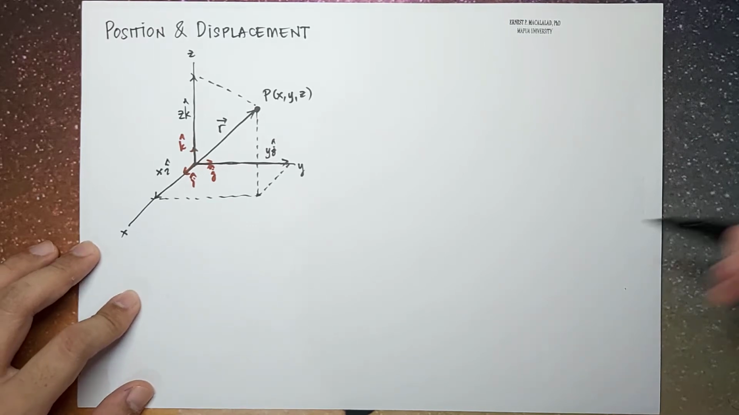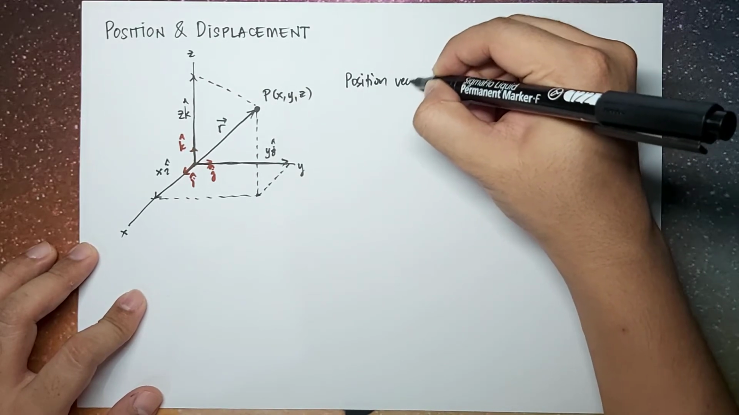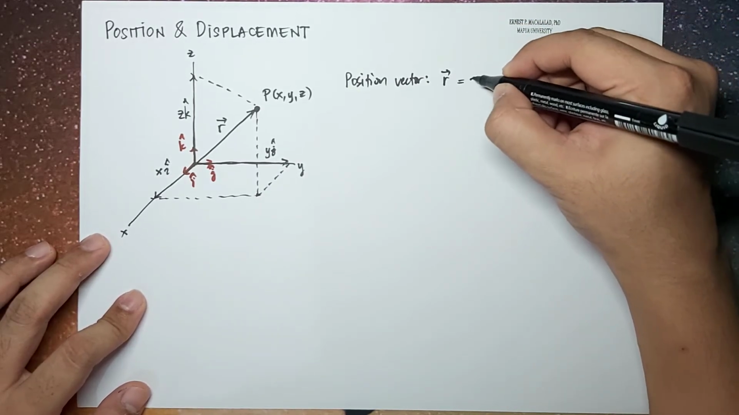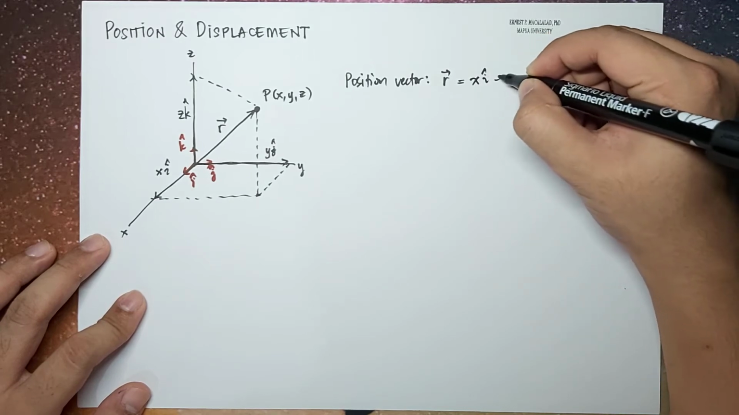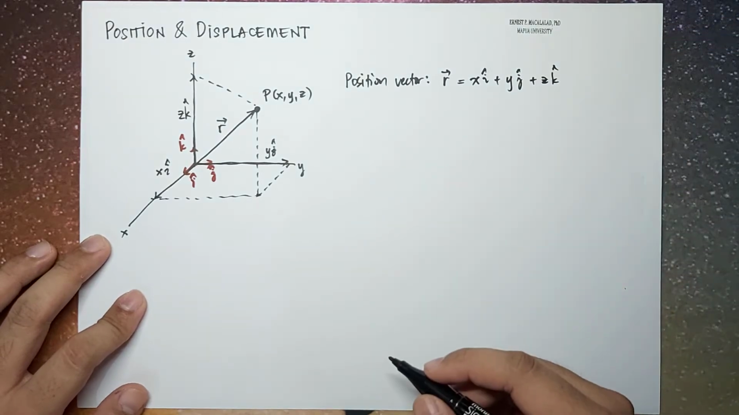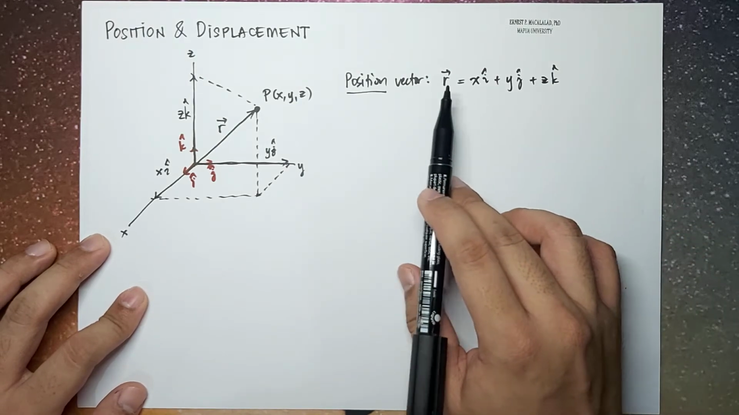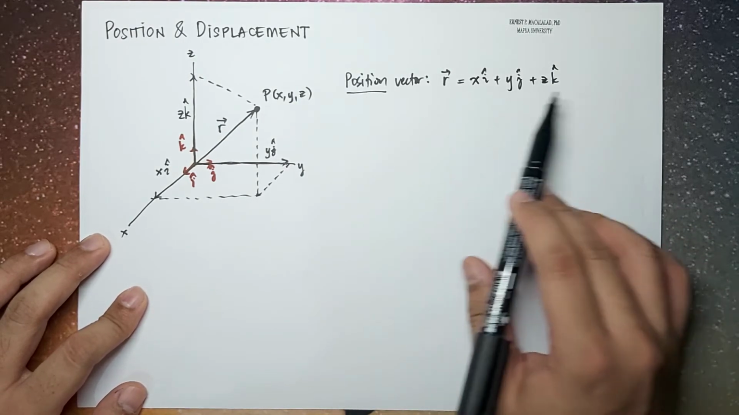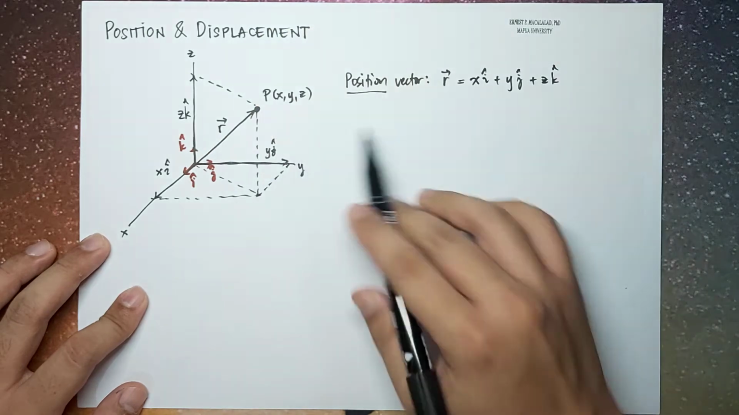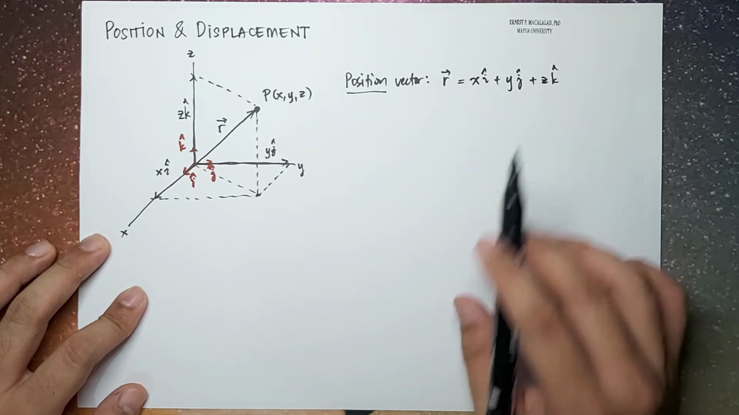Now, the position vector r is given by the x component times i hat plus the y component times j hat plus the z component times k hat. So this is your position vector. If we're going to represent the position vector in unit vector notation, we write it as such. Here we assume that the position vector r has three components, x, y, and z.